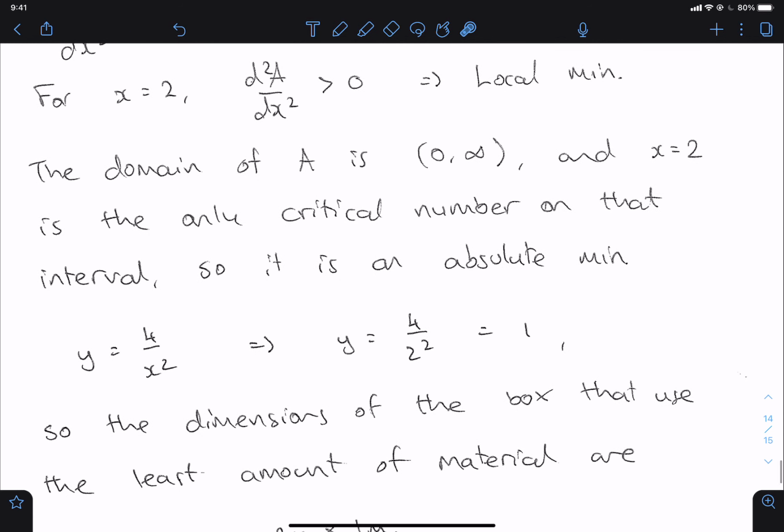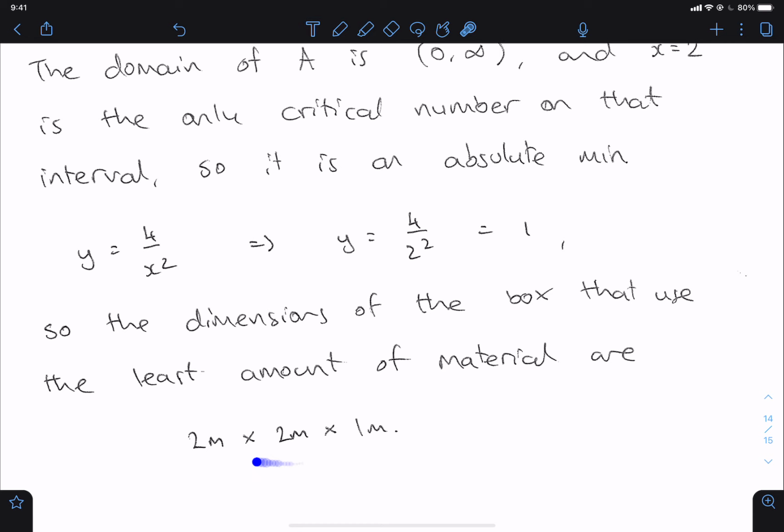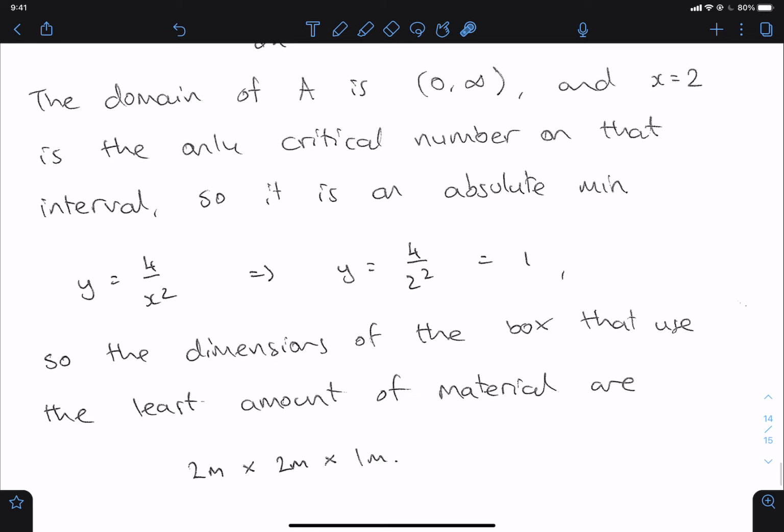So we plug in 2 into the expression for y to figure out what y is. So x equal to 2, y equal to 1, and the dimensions of this box are obtained: 2 by 2 by 1. That is the best box we can build to contain 4 cubic meters of water with the lowest price.